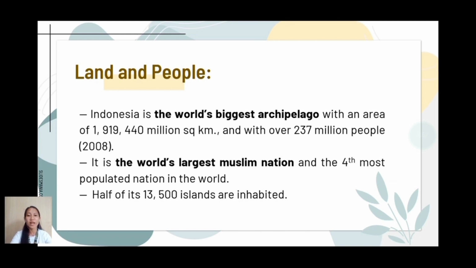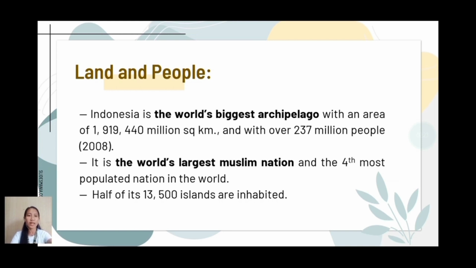Half of its 13,500 islands are inhabited, including Java, the most densely populated island, Sumatra, Sulawesi, which is also known as Celebes, and West Irian. It has most of the island of Borneo but shares it with Malaysia. In fact, the Philippine claim to Sabah, also known as North Borneo, includes a portion of Indonesian territory, but this is not commonly known.